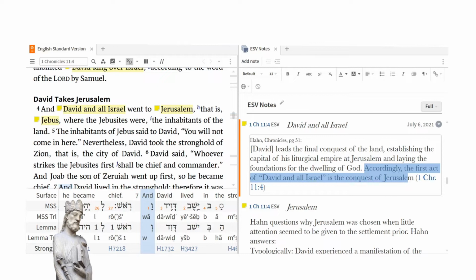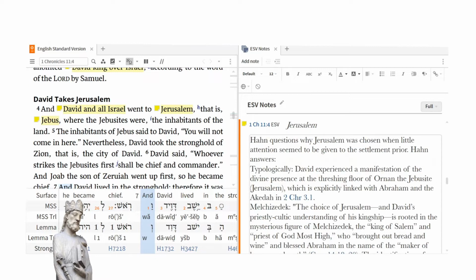So that's kind of significant, because that all of Israel language is picked up a lot in Chronicles, but continuing on with Hahn, he makes a very interesting point here because he's asking why Jerusalem, where it didn't seem to be given a lot of attention prior. The settlement wasn't. It didn't seem super important. So why Jerusalem? Why is it so important that David take it and it becomes the capital?